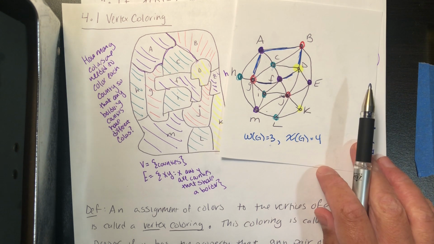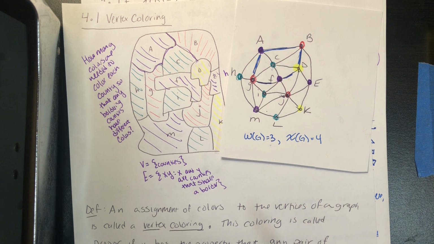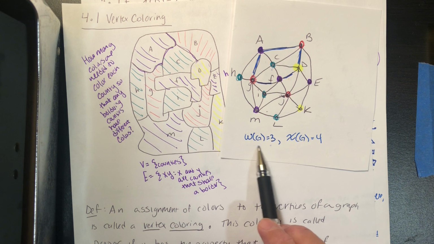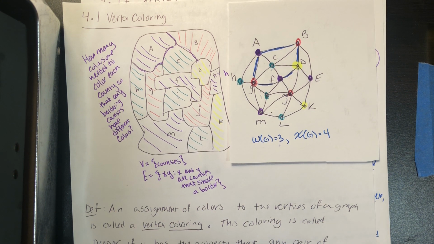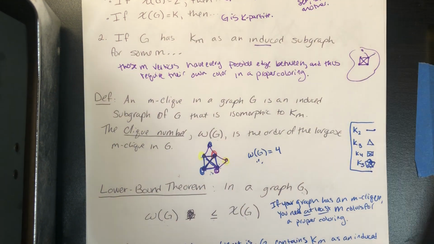Okay, so this is an example of why the lower bound theorem is just that. It's a lower bound. It's not necessarily going to tell you the chromatic number. It's just going to say it's a lower bound. And that's true, right? The clique number here is less than or equal to the chromatic number. So not all graphs are perfect.